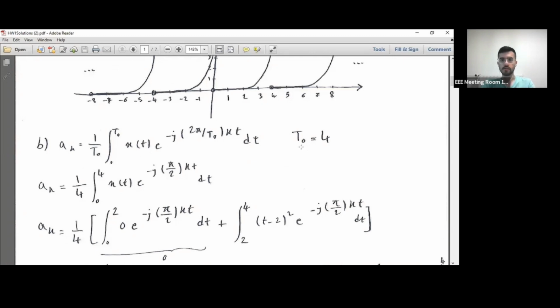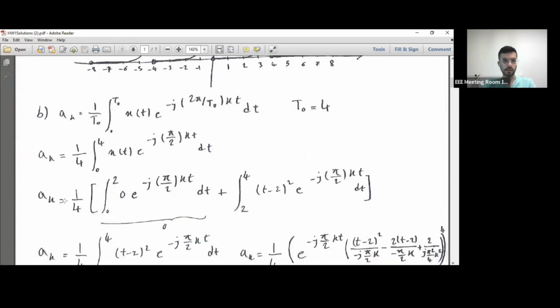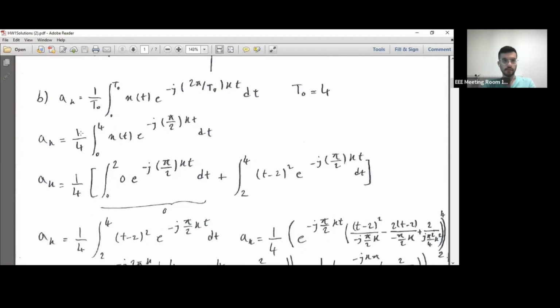As you can see, T0 equals 4. We replace 4 here, and we will have 1 over 4 times the integral from 0 to 4 of this signal, which is x of t, times e to the power of minus j times pi over 2 times k t dt.